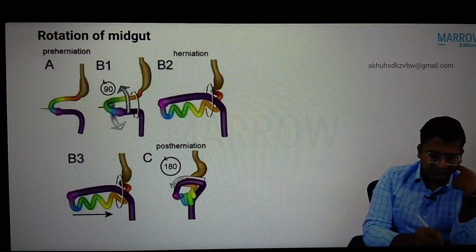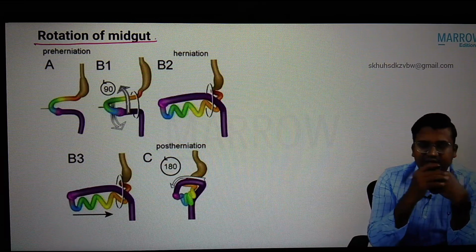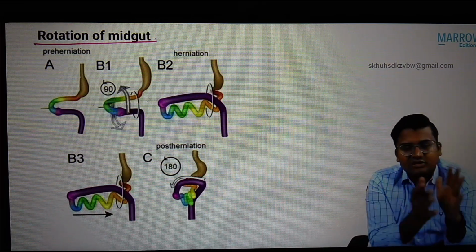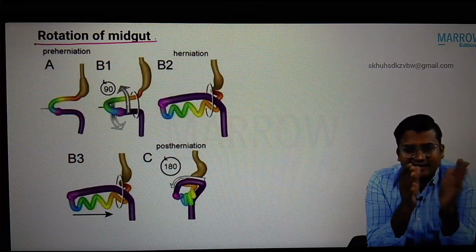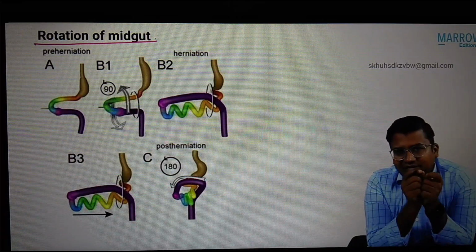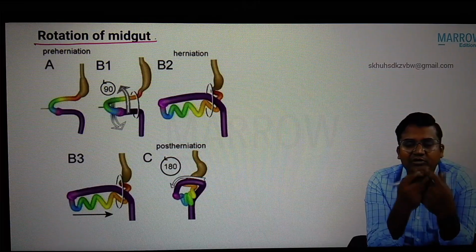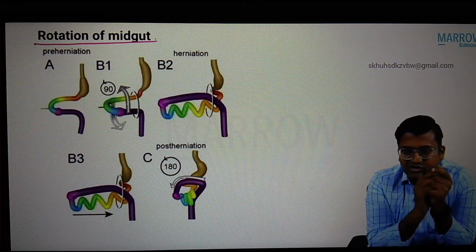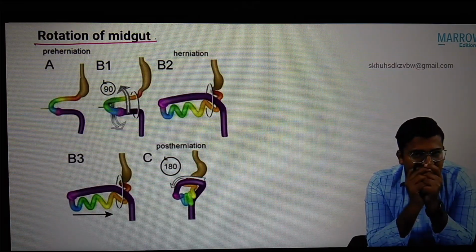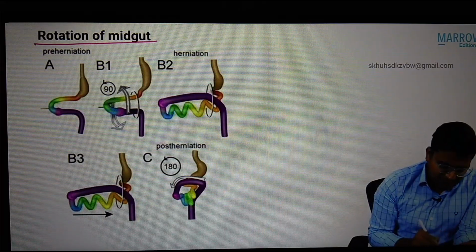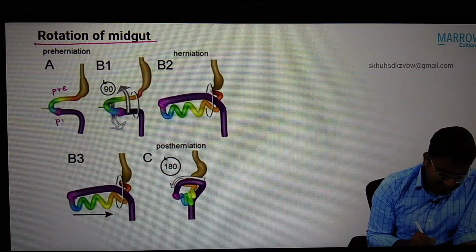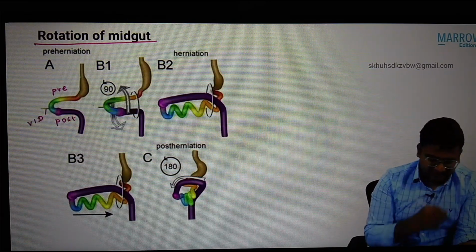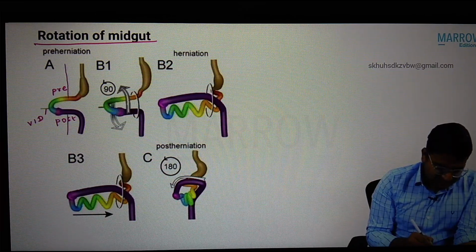So now next we're going to see the rotation of midgut. Right, I told you just now the midgut contents are coming to the extra embryonic cavity. Why? Because we don't have enough space inside the cavity due to the rapid growth of liver. There's a physiological hernia that occurs by the 6th week. Very good. Now this is the pre-arterial segment, and this is the post-arterial segment, and that is our vitellointestinal duct or vitelline duct.